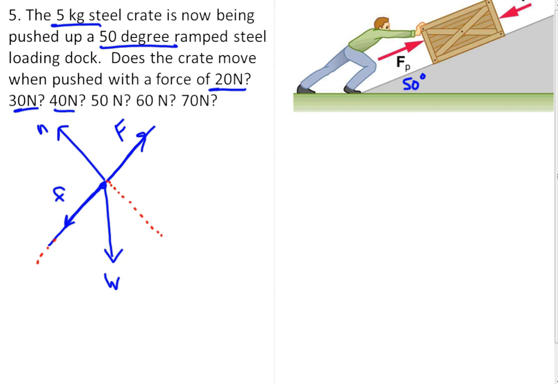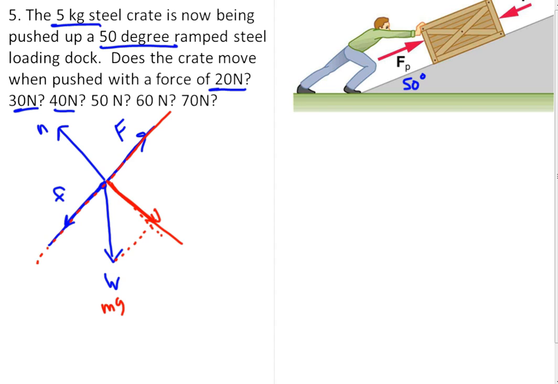And if you remember on ramp problems, what we do is we set our X and Y axis to be slanted so that the X axis is along that ramp and the Y axis is perpendicular to it. It's really nice that way because then the normal force is right along the Y axis. I'm going to replace the weight with mg because that's normally what we do at this point.